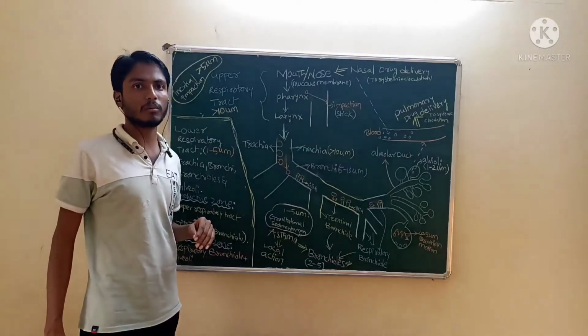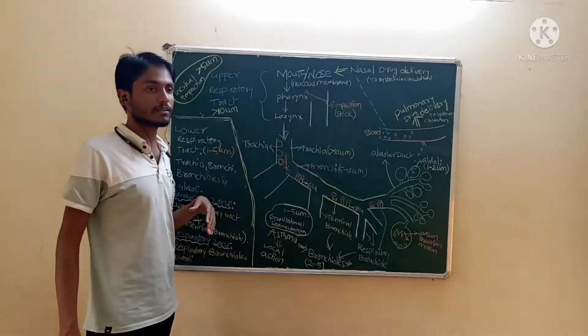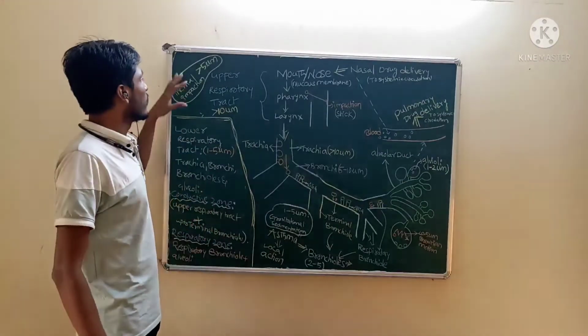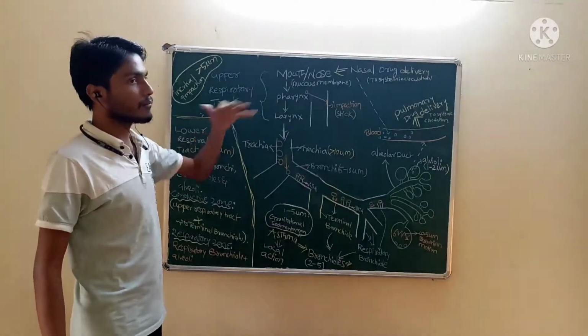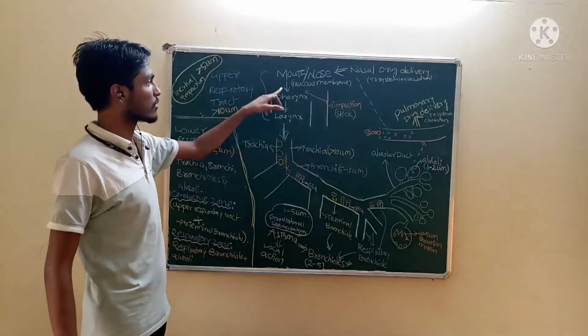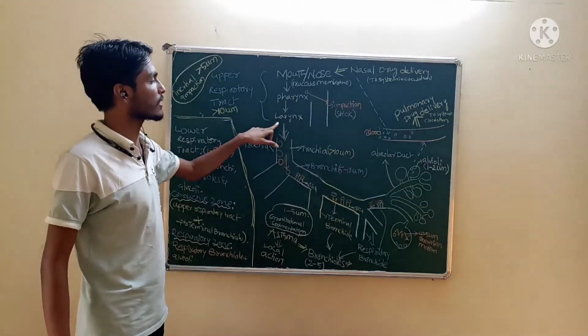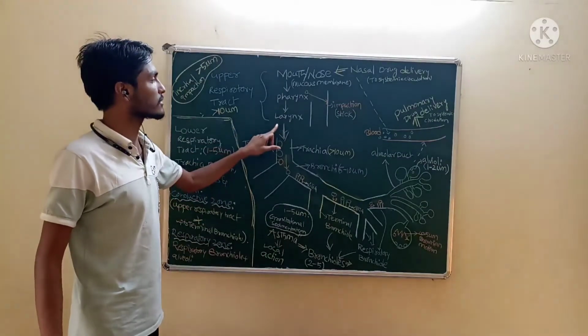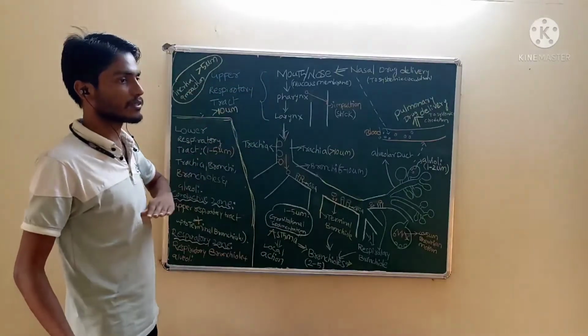First we need to know about the anatomy and physiology of the respiratory tract. The upper respiratory tract consists of the mouth or nose, which has a mucous membrane, next the pharynx, and the larynx. This part we can call the upper respiratory tract, meaning the part present upside.